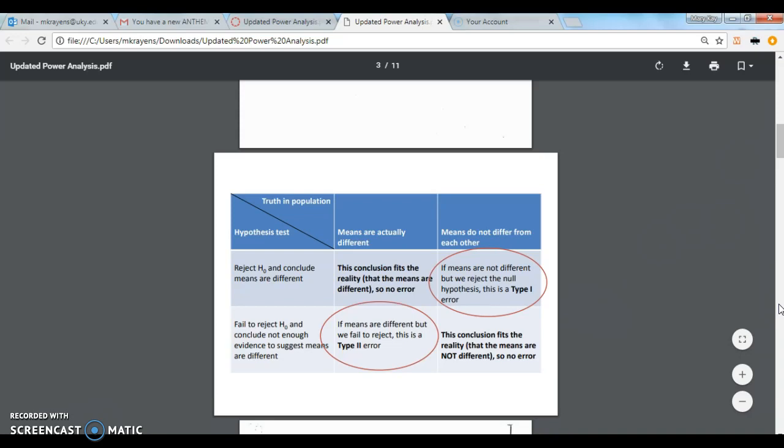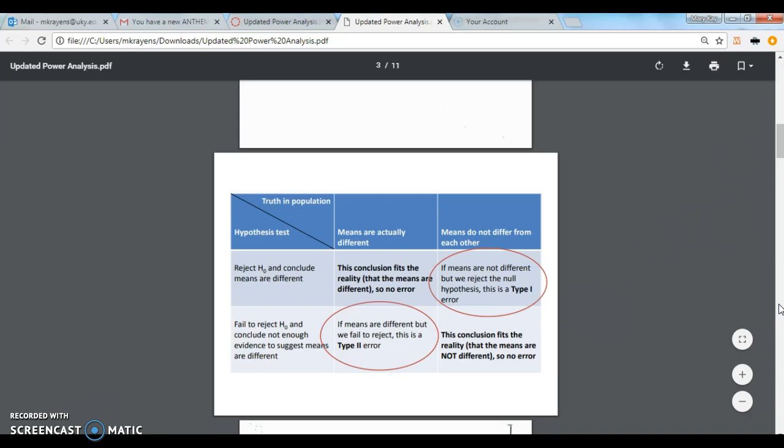The flip side of that would be if the means are actually not different from each other and you fail to reject the null hypothesis. You get a p-value for that comparison of means that's large, and so you do not reject the null. You say that p is greater than 0.05, so I conclude that there's no difference between the means. That conclusion fits with the reality that in the population, the means do not differ from each other.